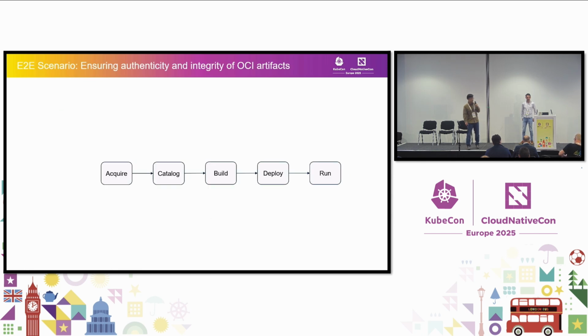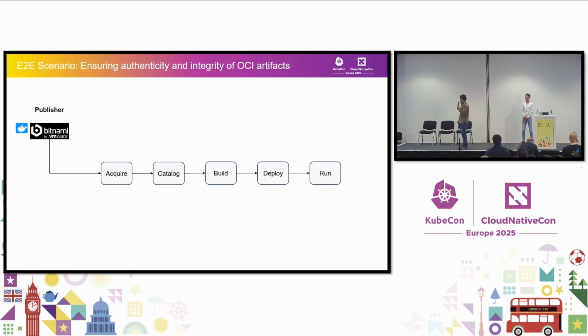Now a deeper dive into the major scenario that Notary Project supports nowadays. You may have seen this diagram in the Lightning talk. This is a framework that helps you understand how to address supply chain issues in a systematic way. Starting from the left, it is the acquire stage. In this stage, you normally acquire, for example, base images from an external source.